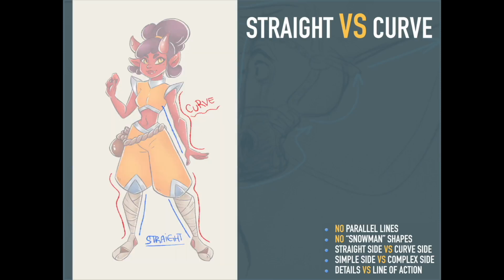And here's an example of using the straight versus curves in our concept. As you can see, every shape has this contrast of straight versus curve, a simple side versus a complex side. Nothing here is parallel. And also try to avoid the so-called snowman shapes. It is when both of your sides are bulgy and curvy and it doesn't look good.